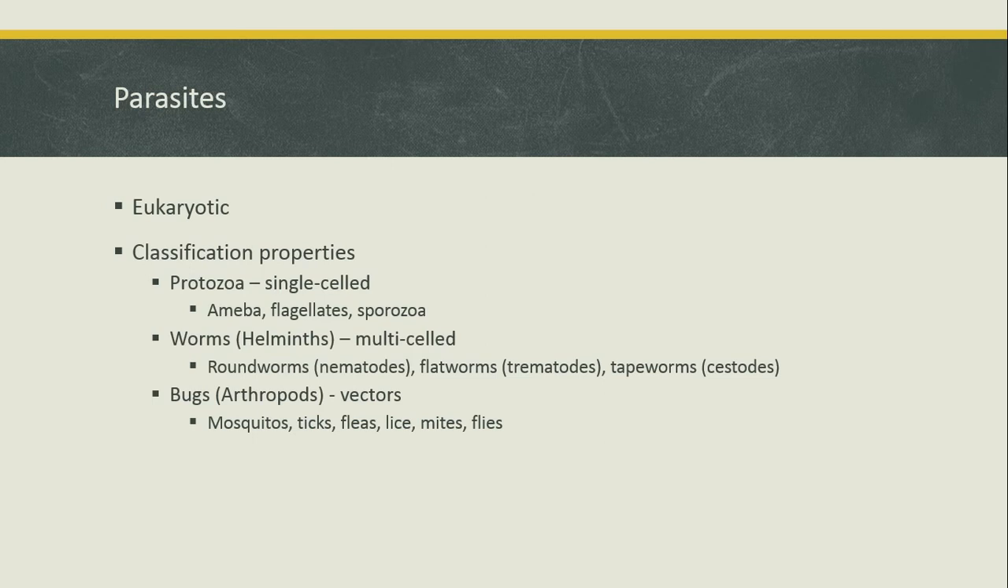Parasites are eukaryotic as well. Again, we have single-celled and multicelled. So your single-celled organisms are your protozoa, which includes your amoeba, your flagellates, and your sporozoa. Your worms, or what we call helminths, can be your roundworms, which they call nematodes, flatworms are trematodes, and tapeworms are cestodes. And then we also have your bugs, which are your vectors, so like your mosquitoes, ticks, flies, lice, mites, and fleas. I know I kind of read that backwards, but same difference.